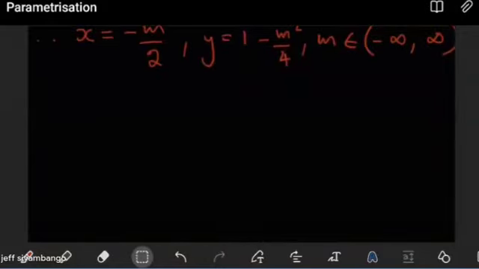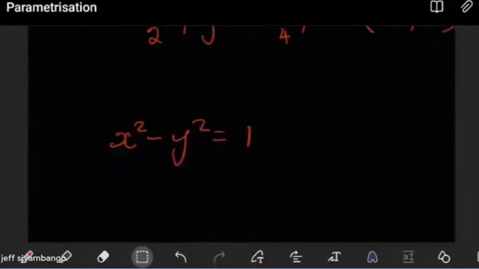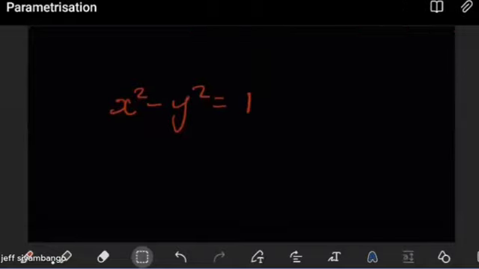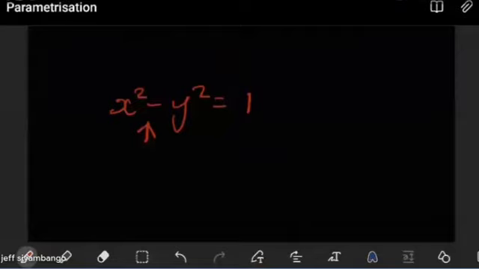So how do we do it? For this one, we will have to depend on trig identities. But now we need one that has a subtraction here. Do you guys remember any trig identity which utilizes a negative?